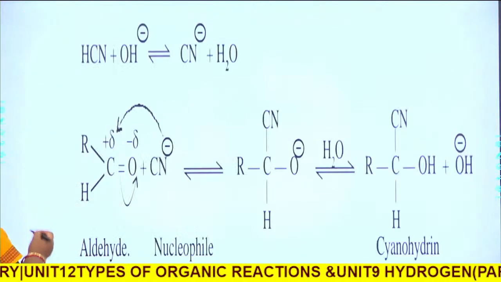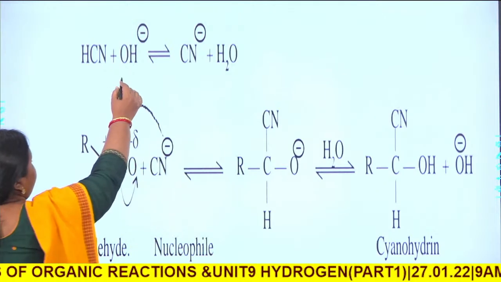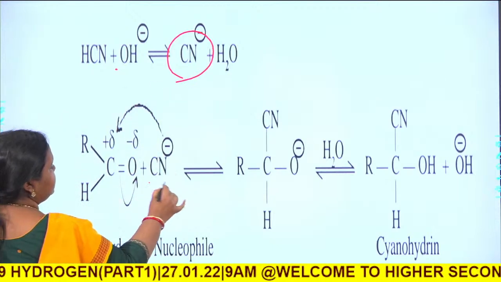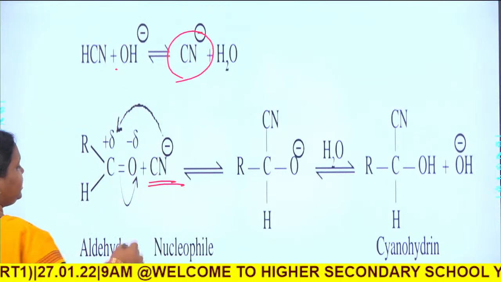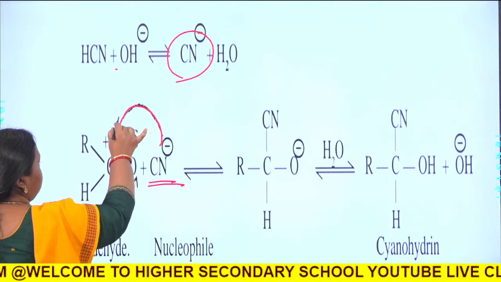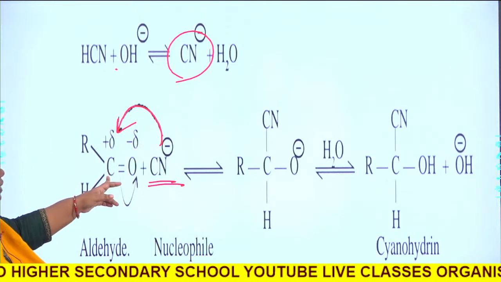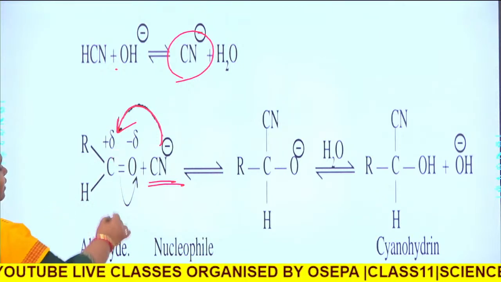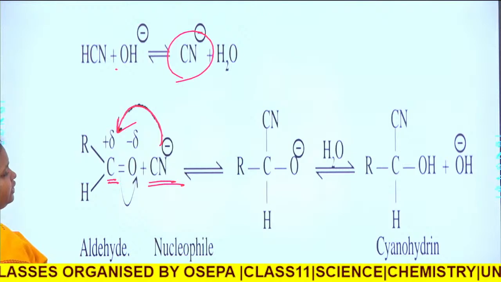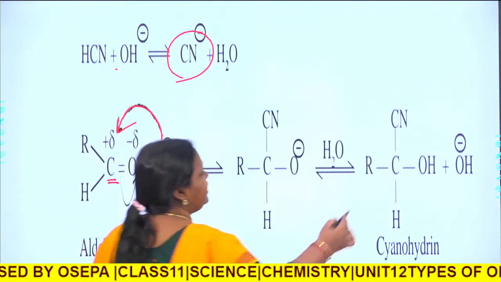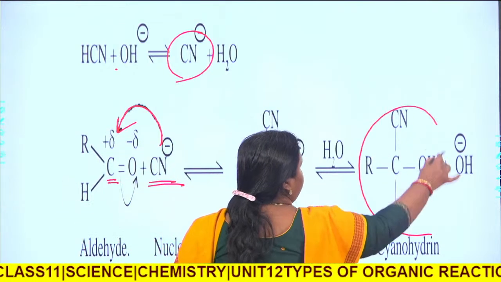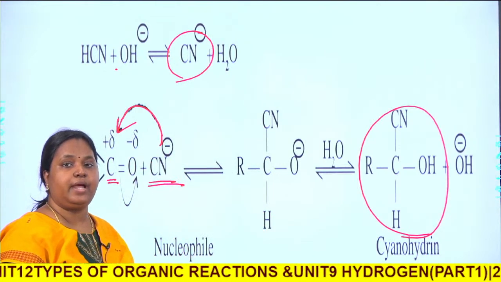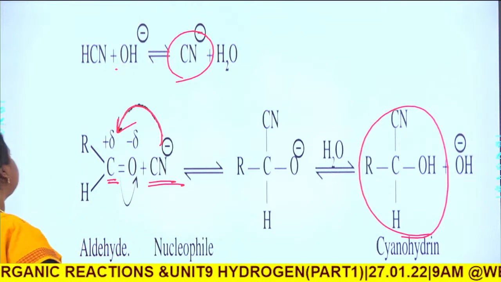This is an example of a nucleophilic addition reaction. Here CN minus, cyanide minus, attacks the carbon, which is partially positive, always partially positive, so CN attacks the carbon. After attacking, see what is formed at the end, a CN-containing molecule. Now these reactions will be discussed in detail in your aldehyde and ketone chapter, which is present in class 12th.